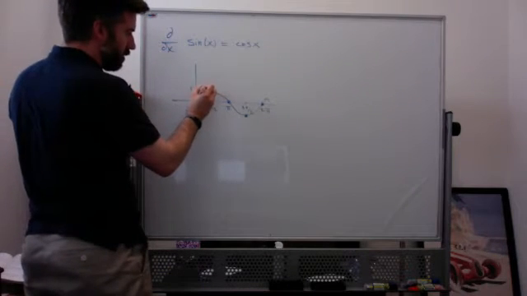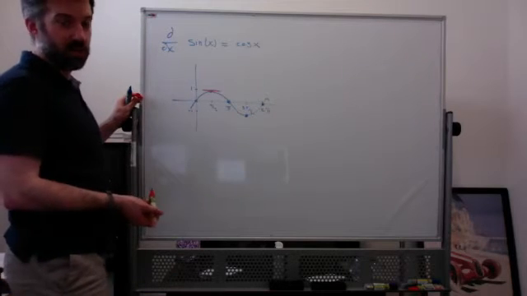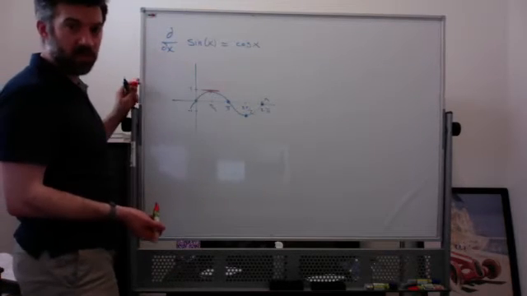So let me ask you this. Right here at pi over 2, what's the tangent line? Or what I should say, what's the slope of the tangent line? Well, that's a horizontal line. So what's the slope?